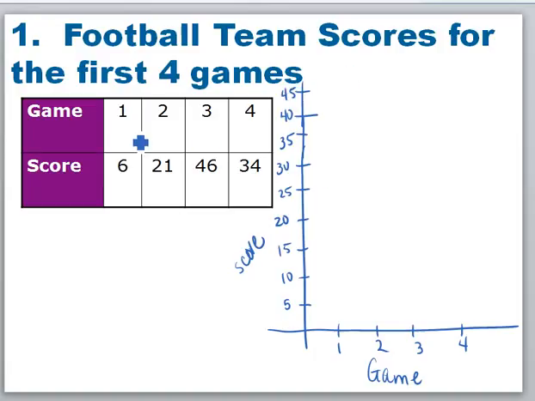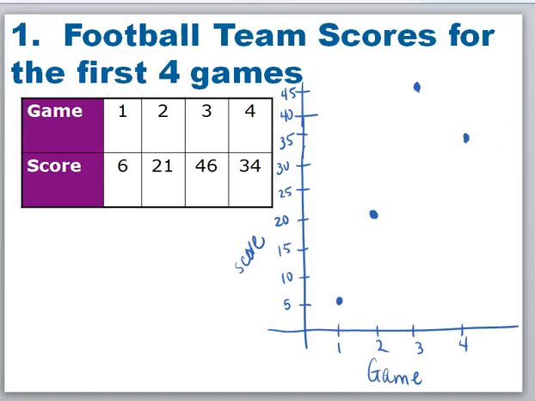So I'm going to graph each one of these. In game 1, there was 6 points scored. In game 2, there was 21 points scored. And game 3, there was 46 points scored. And game 4, there was 34 points scored. And that's all I'm really asked to do on this specific problem.